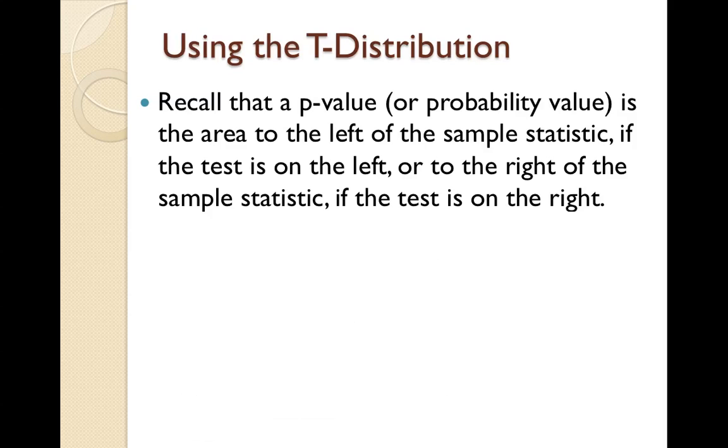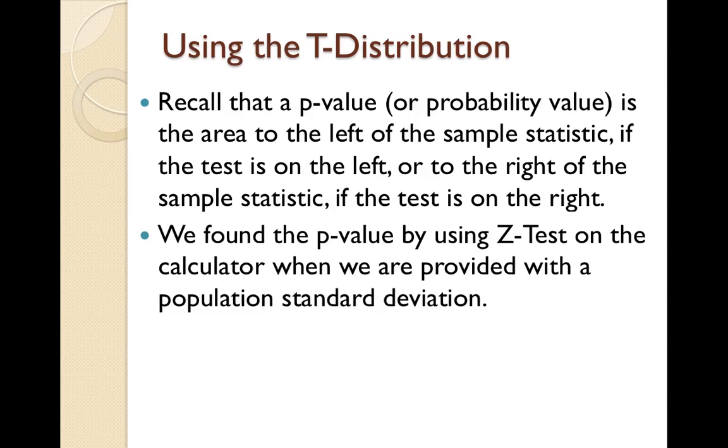Using the t-distribution, recall that a p-value, which is a probability value, is the area to the left of the sample statistic if the test is on the left, or it's the area to the right of the sample statistic if the test is on the right. We find the p-value when we go to our calculator and we open up the z-test function, and we put in a series of numbers, one of which is the population standard deviation.